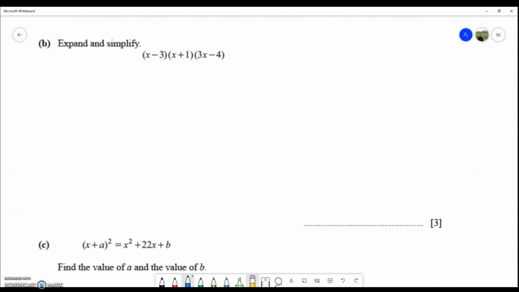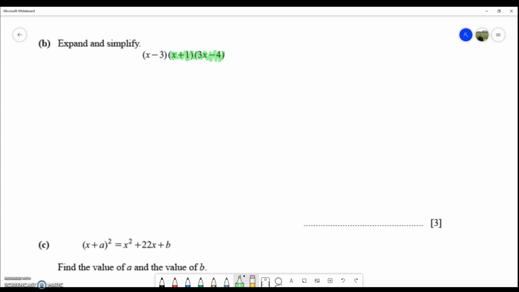So this one's relatively straightforward. The easiest thing to do is just a slight variation of our normal expansion. You need to expand any two of the brackets first, and then do the last expansion. It doesn't matter what order you do. You could have done the first two brackets and then done the third last, but basically everything needs to be times by everything.